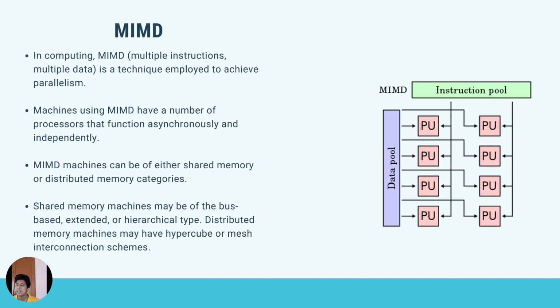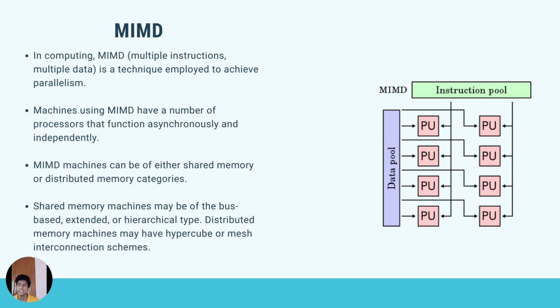Now MIMD machines can be either shared or distributed memory categories, that is just the memory hierarchy. Then shared memory machines may be bus based, extended or hierarchical type, but the distributed memory may be a hypercube or a mesh interconnection scheme. So they are actually based upon the connections that we give them in order to get the data from the memory. That is, the shared memory may be bus based or the hierarchical type, and the distributed memory machines may be interconnection schemes of hypercube or mesh.